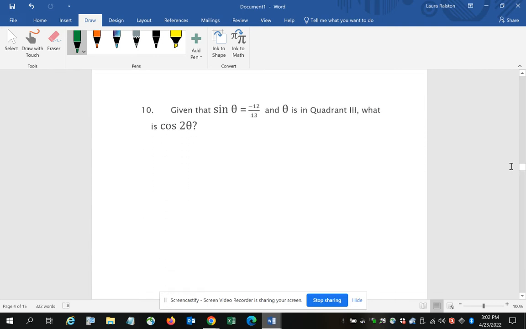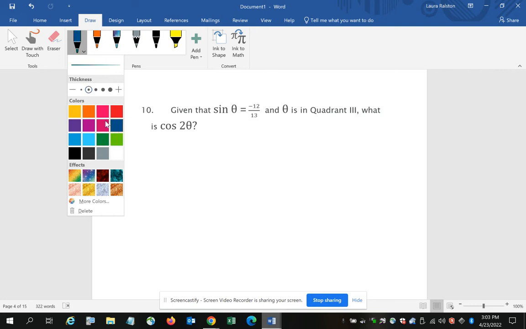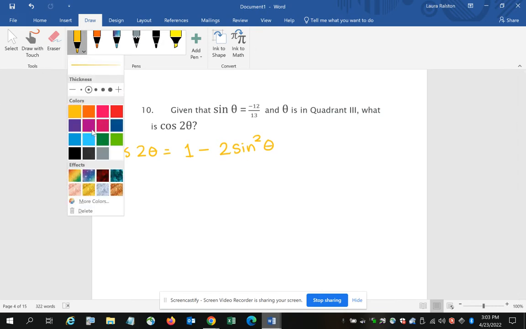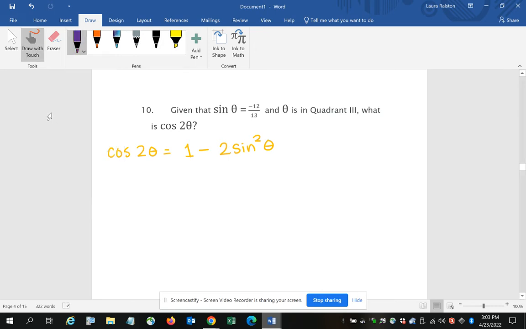Okay, number 10, it says given that sine theta is negative 12/13, theta is in quadrant 3, what is cosine 2 theta? For some reason these problems got hung up on finding cosine 2 theta. Again, noting that I have the sine, I'm going to use the relationship 1 minus 2 sine squared theta to determine the value for cosine 2 theta. And again, it becomes a straight substitution since I'm given the sine.